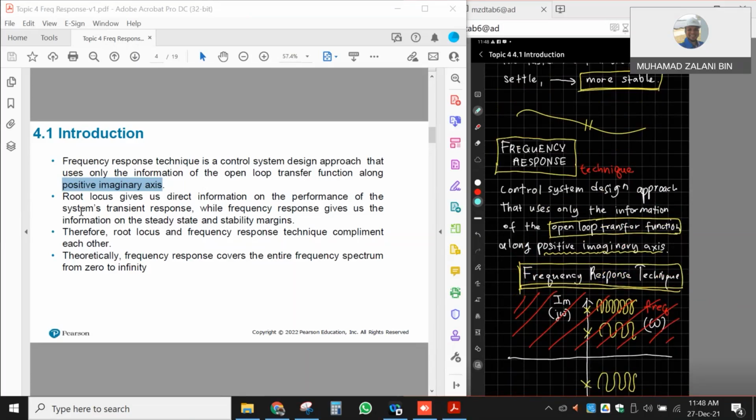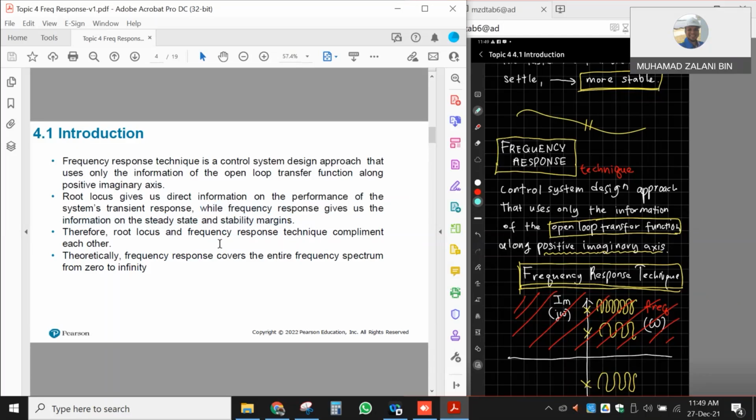Back to point number 2 here, root locus gives us direct information on the performance of the system's transient response, while frequency response gives us the information of the steady state and stability margin. What I have said earlier, I repeat: root locus gives the information of transient response, but the frequency response method gives the information of the steady state and stability margin.